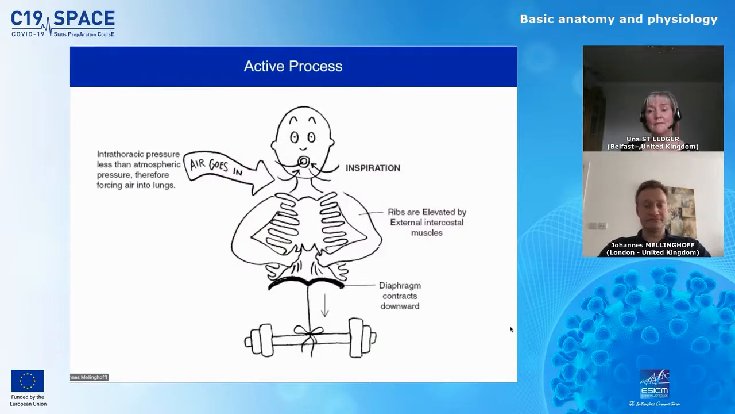Inspiration as such is an active process, and we require energy in order to undertake it for our muscles, while the intrathoracic pressure becomes less than the atmospheric pressure, forcing air into the lungs. The ribs will elevate and the diaphragm contracts downwards, which you can see here by the depiction of the weight.